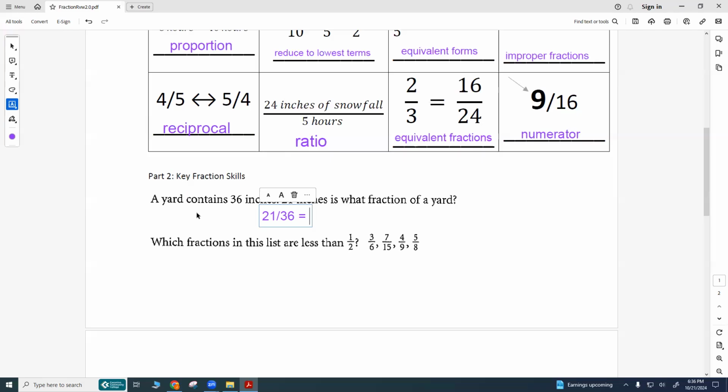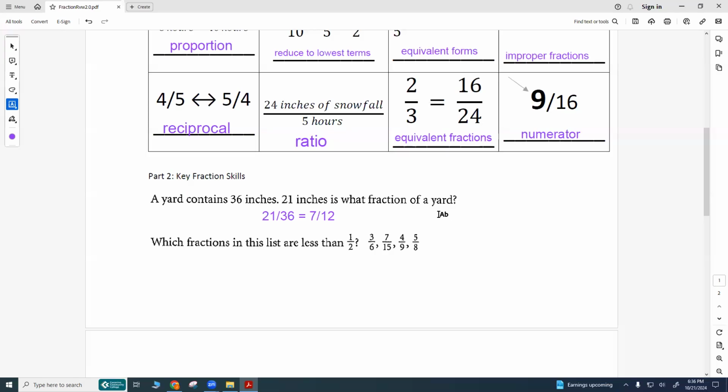7/12. Good, 7/12. 3 is our common factor, so I can divide a 3 out of the top. 21 divided by 3 is 7. I can divide a 3 evenly out of the bottom. 36 divided by 3 is 12. So that's the simplest form. You're good, Angel. Good. So 21 inches is 7/12 of a yard.